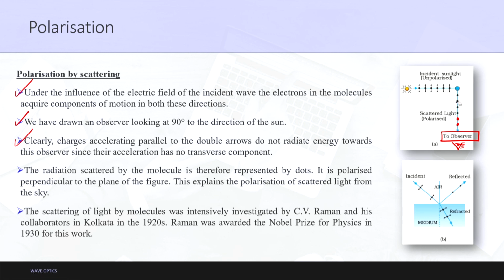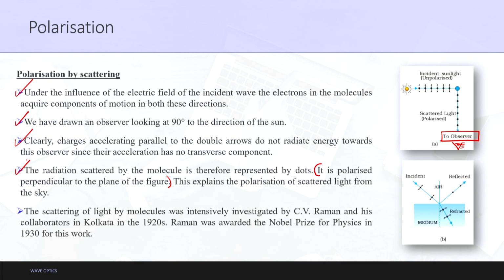So, this is the initial concept of scattering observed here: the radiation scattered by the molecule is therefore represented by dots. It is polarized perpendicular to the plane of the figure. Please look carefully, it is polarized perpendicular to the plane of the figure. This explains the polarization of scattered light from the sky.